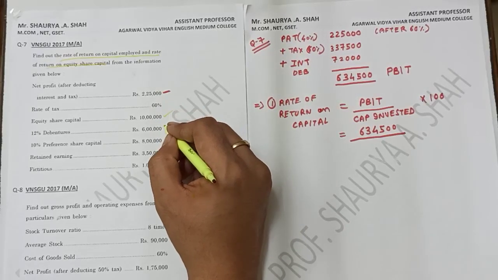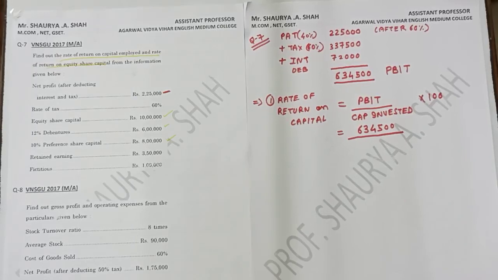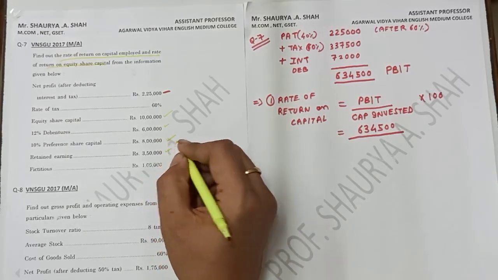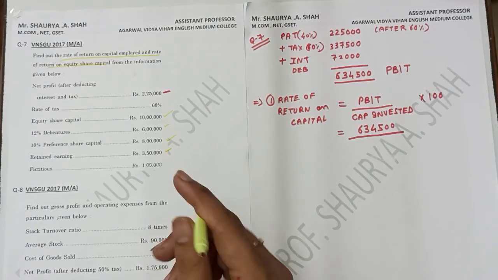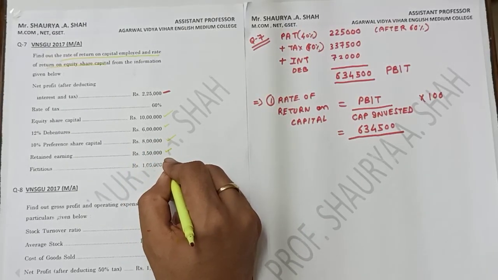Plus you will add debentures also in that, 6 lakh. So 18 lakh plus 6 lakh gives me 24 lakh. Plus retained earnings 3,50,000. So it will give me 27,50,000. But I have been also given fictitious assets in that, right?